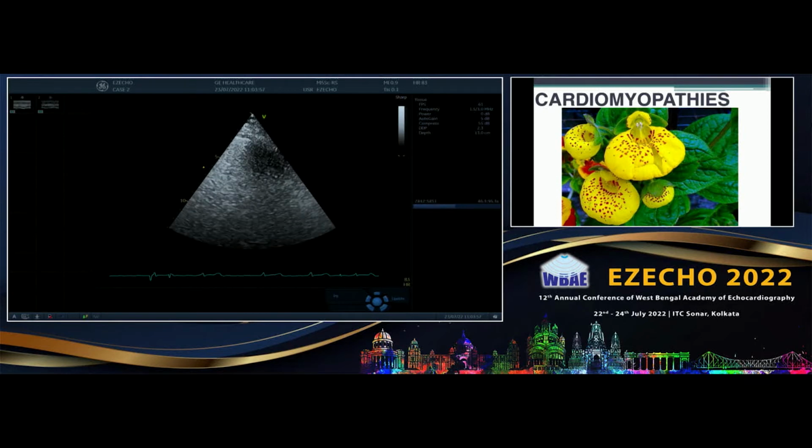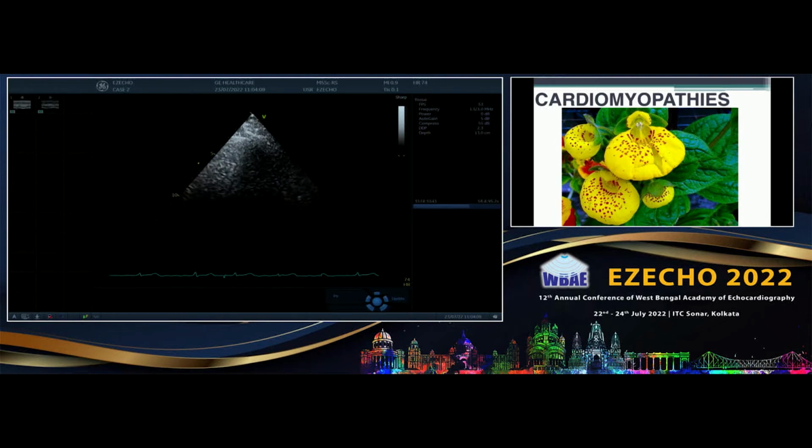So normally the lung will show you A lines. So this is the pleura. You can see it is the pleura because the visceral and the parietal pleura are moving with each other. You can see that with respiration, they are sliding over each other. Can you see that they are sliding?